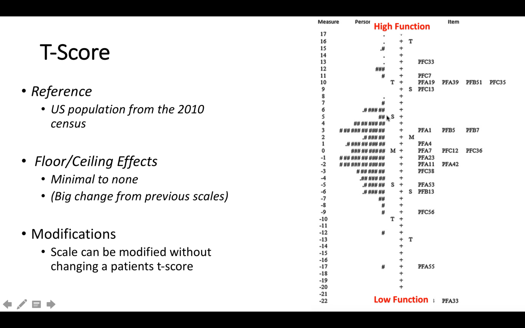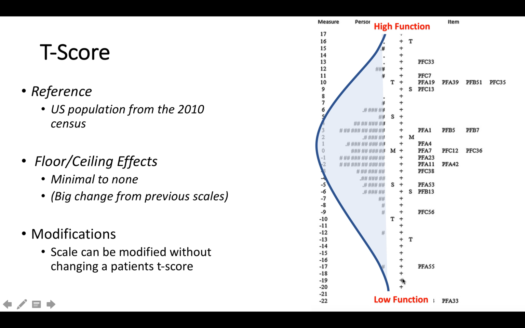This graphic over here to the right shows items of physical ability hierarchically organized from low to high function. So we can see that PFA55 is a low function item and PFC33 is a high function item. And at the 0 point here, we can see this item here, PFA7, and these other items are near the average of the U.S. population. Then these other items are more difficult and these are easier.